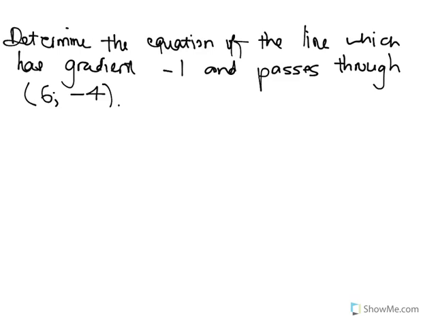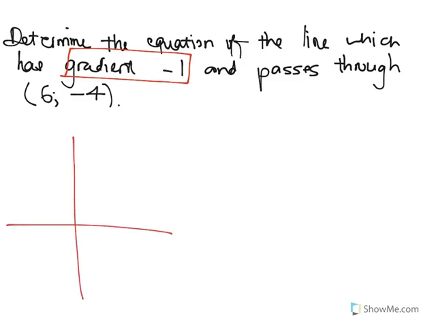Determine the equation of the line which has gradient minus 1. So you've already been given information about m, and it passes through the point (6, -4). So it's very useful to do a sketch up front. We have (6, -4) as a point on this line, and my gradient is negative 1, so it's going to be a falling line. We have a decreasing function.